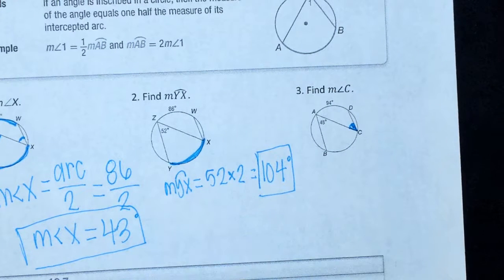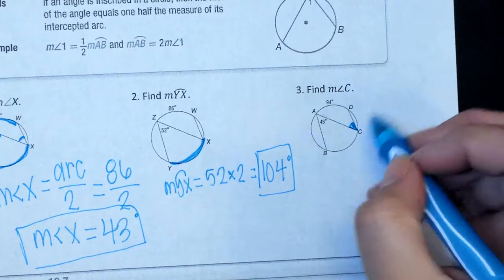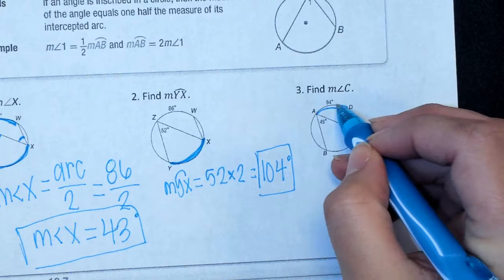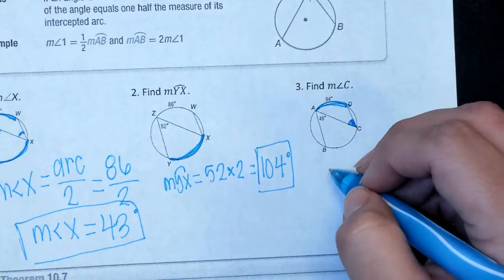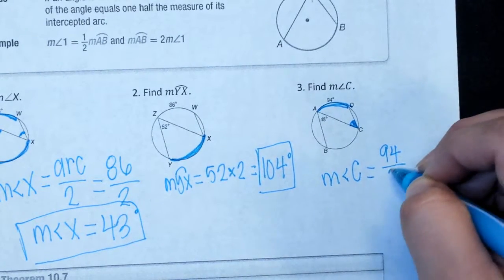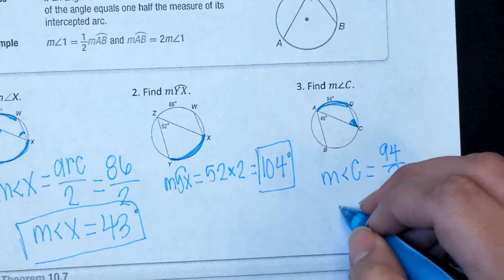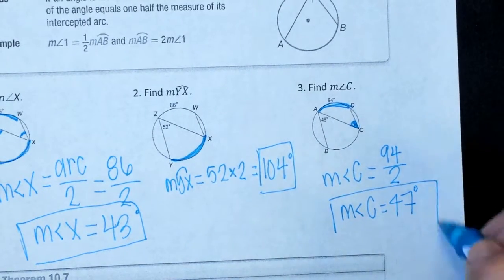I want the angle. What do I have? The arc. So Will, if I want the angle, I have the arc. Will, the arc is 94. What do I do to find the angle? Divide it by 2. Good. So 94 divided by 2. So the answer is 47 degrees.